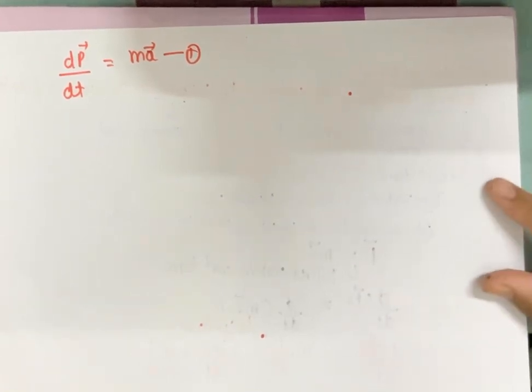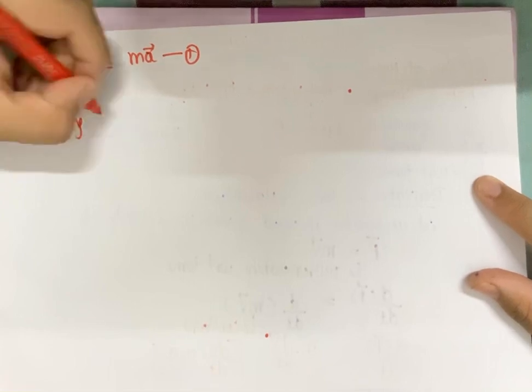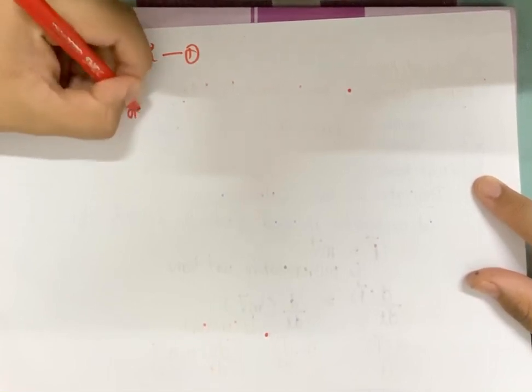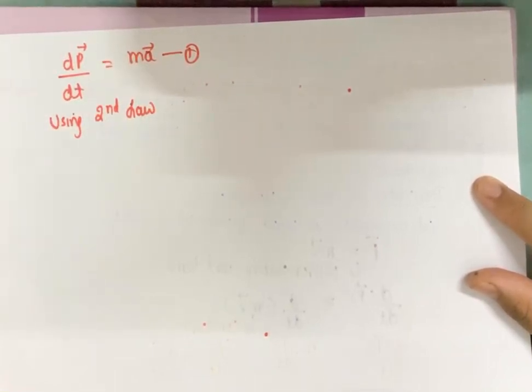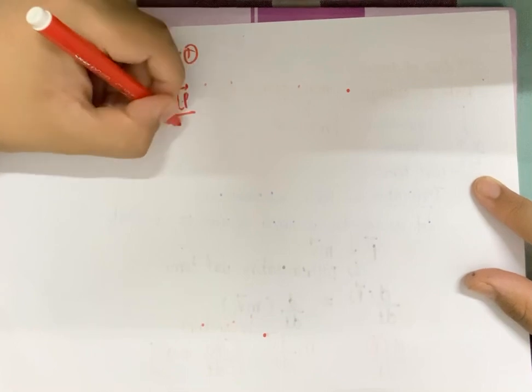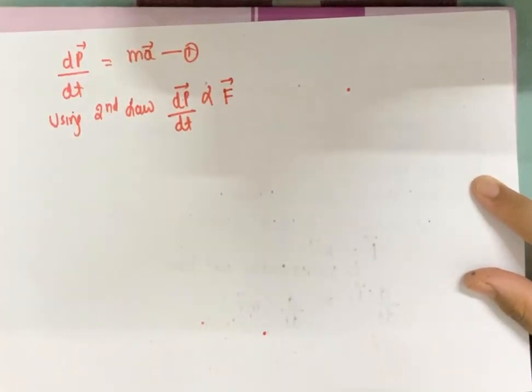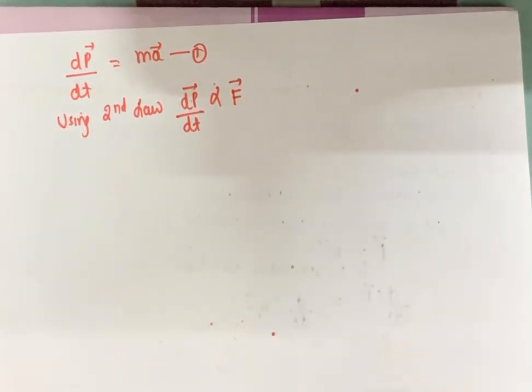Now the next thing I have to do is, I know from Newton's second law, we know that rate of change of momentum is directly proportional to the applied force. That means dp by dt is directly proportional to force. This is your Newton's second law. Now put the value of dp by dt. What is the value of dp by dt from 1? ma. Ma is the value.